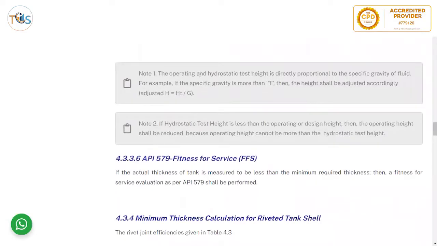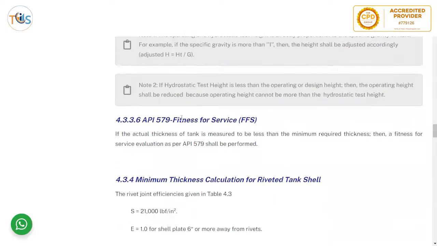The operating and hydrostatic test height is directly proportional to the specific gravity of the fluid. So if the specific gravity is more than 1, the height shall be adjusted accordingly. The adjusted height would be HT divided by G. So the height would reduce here, because if G is greater than 1, then HT is divided by something greater than 1, since you have more loading weight or static head load.